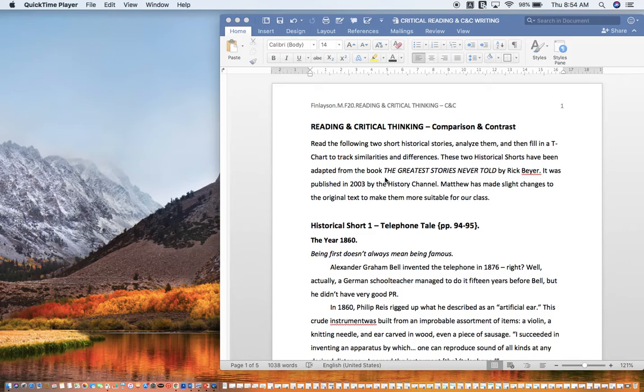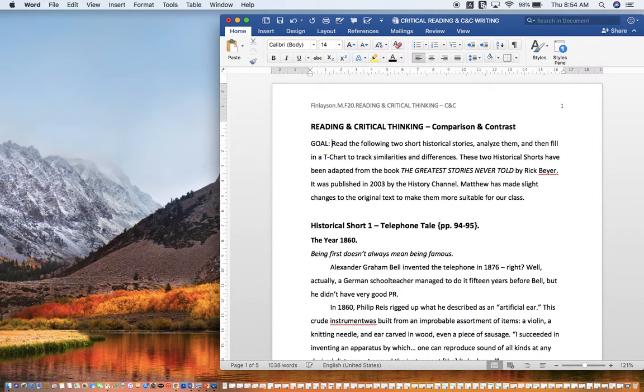Okay, so today we're looking at a critical reading and thinking challenge. Now, this is practice for comparison and contrast writing. So let's take a look at the worksheet. Read through the following two short historical stories, analyze them, and then fill in a T-chart to track similarities and differences. So that's the goal of our assignment right there. So maybe we would put goal here. It makes it a bit clearer.